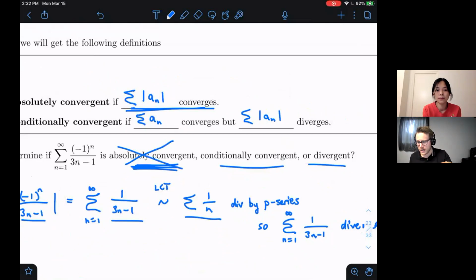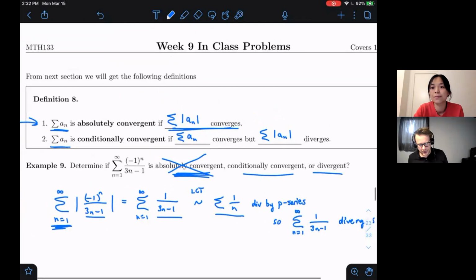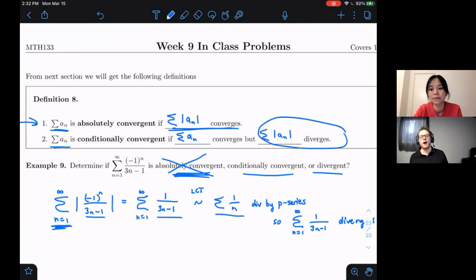And so we're just going to work down the list now for conditionally convergent. Conditionally convergent says that when you take the absolute value of it, it diverges. That's what happened to us. And so now what we need to do is check: does the original series itself, without those absolute values, converge or not?